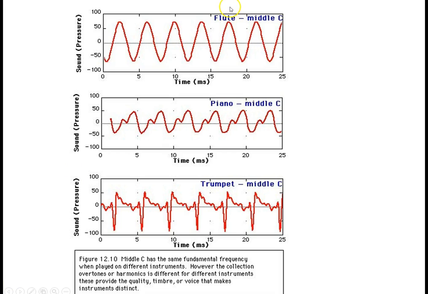All right, so let's listen to these. Flute, piano, trumpet. So again, the notes are the same, but the timbre, the quality of the sound, is different. All right, I think that's it.